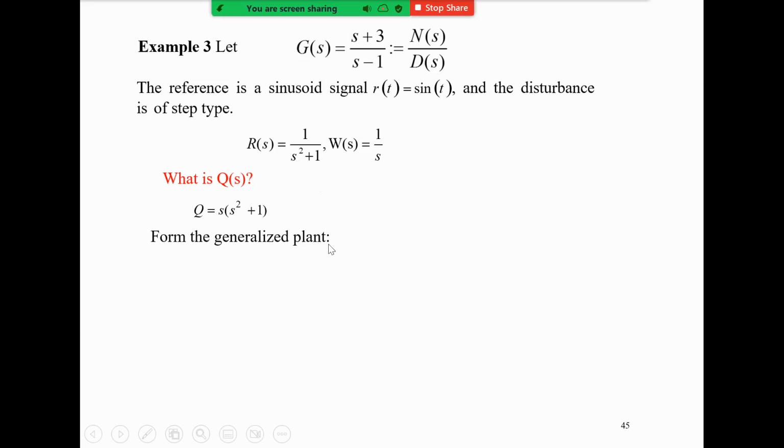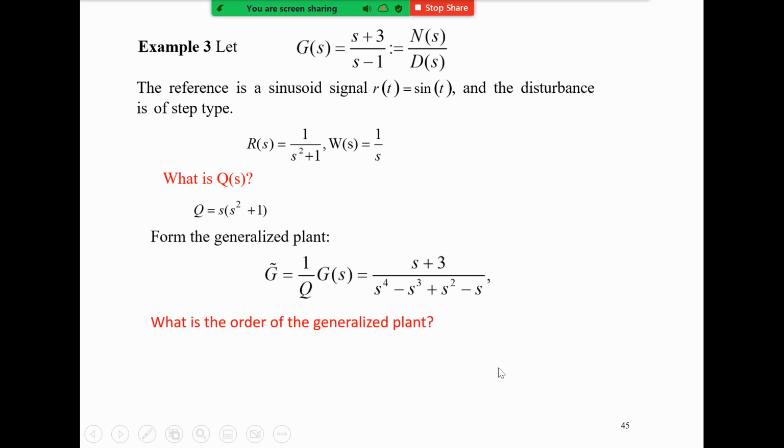Then you form the generalized plant, which means you put this Q and this G together. Therefore, we multiply them together, and we have this. This is the generalized plant. Now we follow what we did for part 1. We have to check the order of this plant. What is the order of this plant? 4. So therefore, we know what the order of the controller we should design is supposed to be.